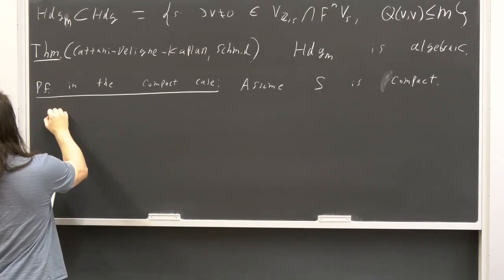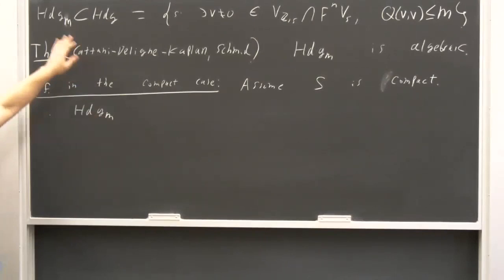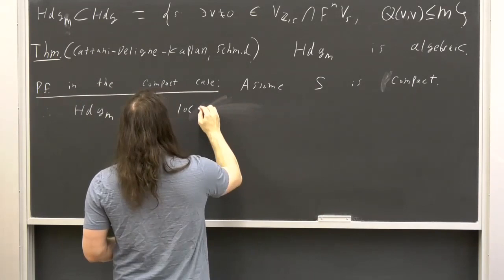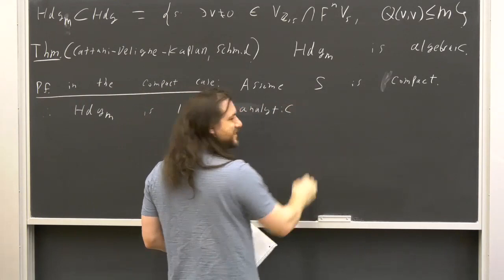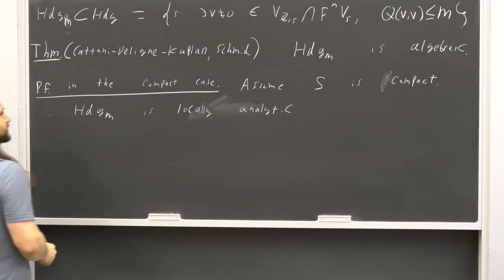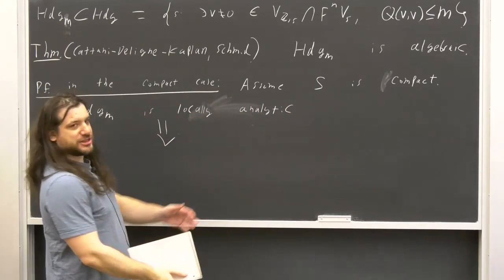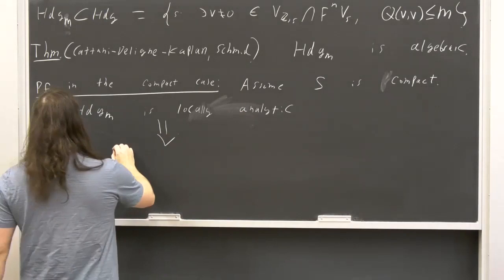this Hodge locus, the stratified piece of it, for integer M, is locally finite. So it's just locally an analytic set. Locally a finite union of analytic sets. Sorry, this is not therefore. Hodge M is locally analytic, period. Now, if S is compact, then being locally analytic means you're globally analytic. There's no funny business.